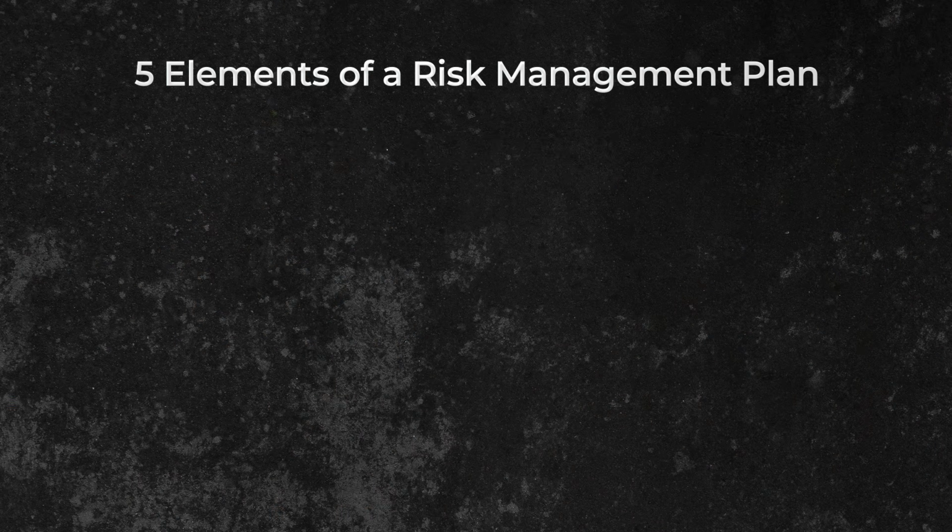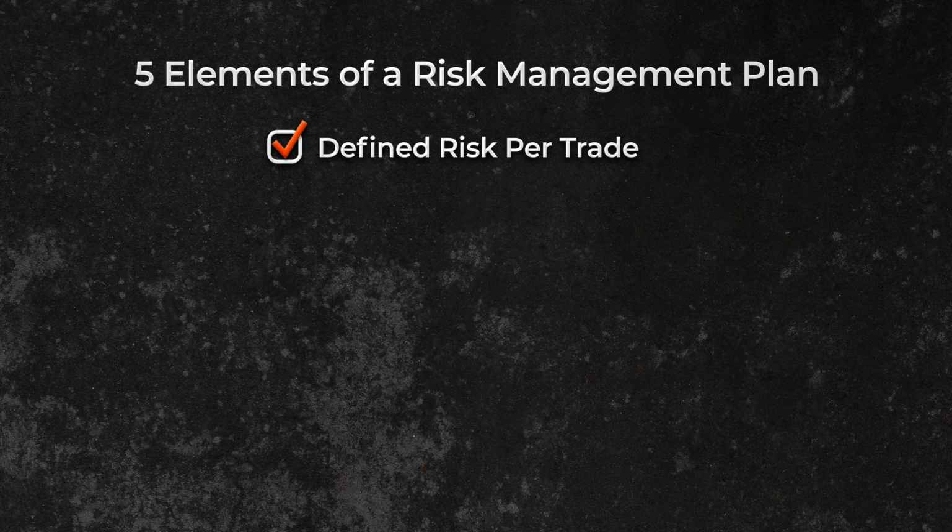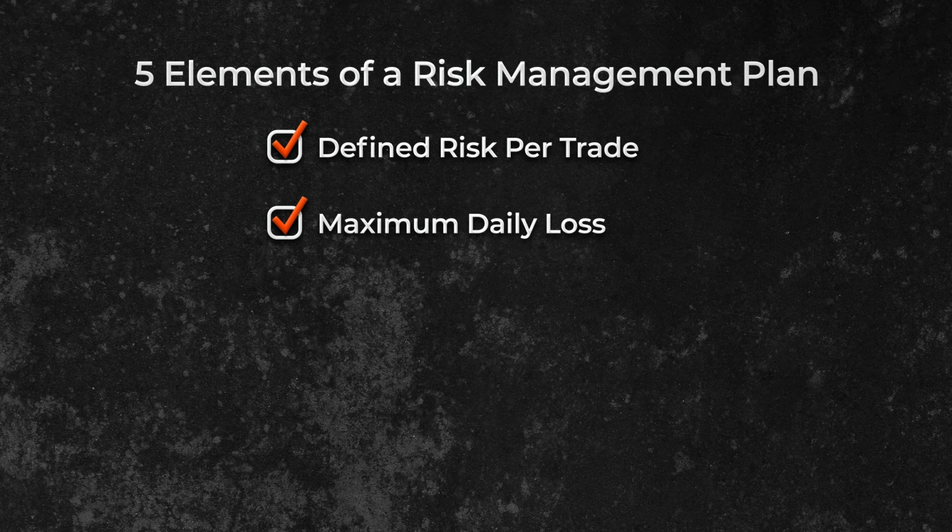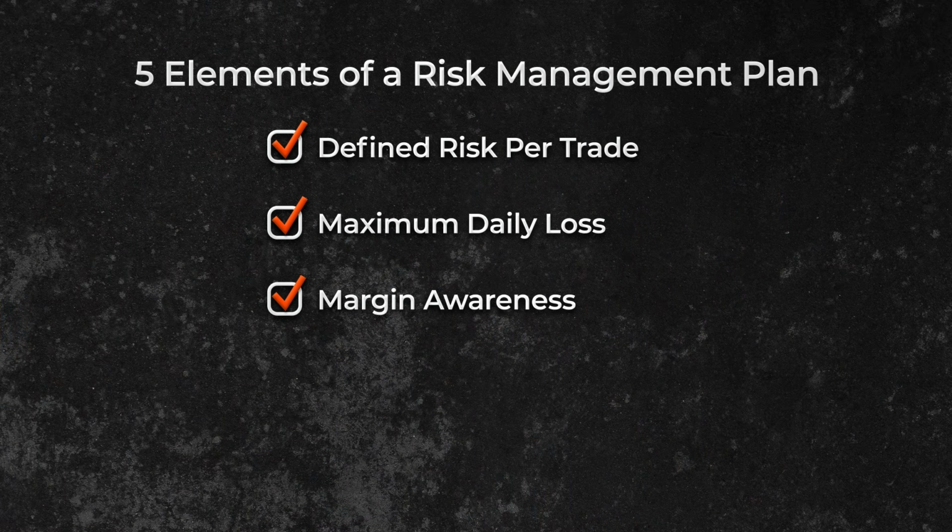A sustainable risk management plan is structured, not improvised. It should include, at the very least, these 5 elements. First, defined risk per trade, a fixed percentage of your account with a pre-calculated position size, ensuring consistency from trade to trade. Second, a maximum daily loss, a clear cutoff point where you stop trading once it's reached, protecting you from emotional spirals. Third, margin awareness, avoiding over-leveraging and maintaining a cushion above maintenance margin to reduce the risk of forced liquidations.